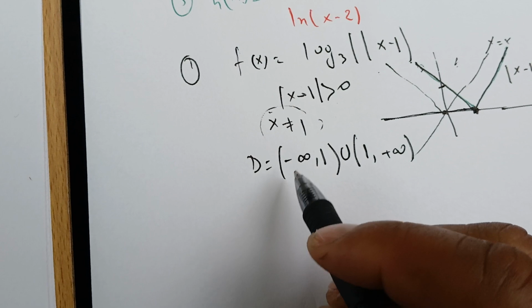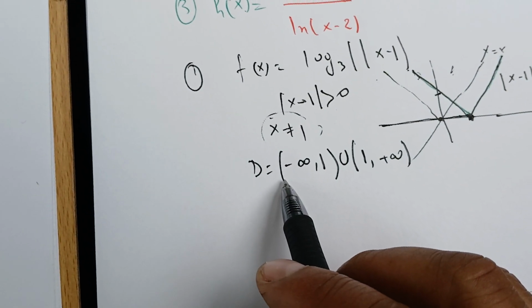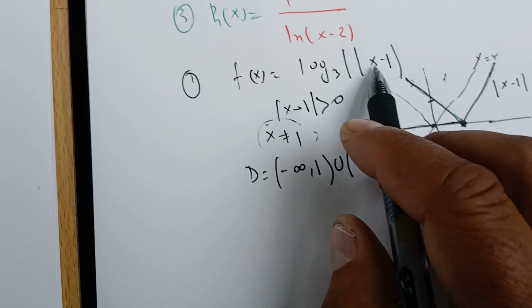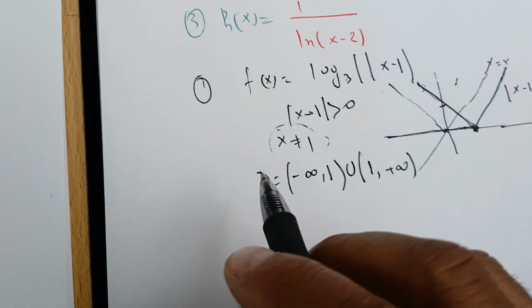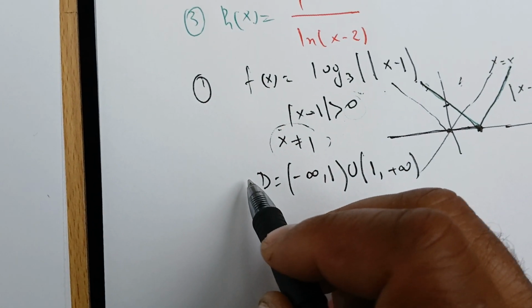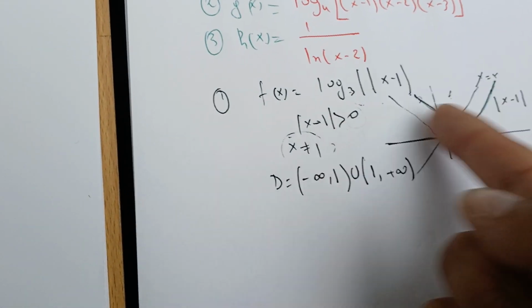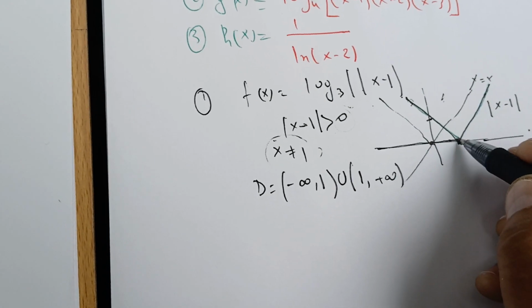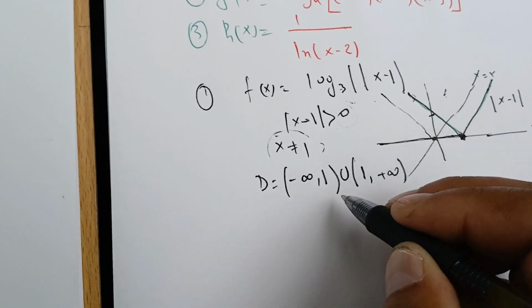So this is the domain, because when x is 1, we have the 0. We don't want to have the 0. We want it to be strictly bigger than 0. I hope this is clear. So from the graph we see that we get 0 when x is 1. If we don't want to have the 1, we jump the 1.